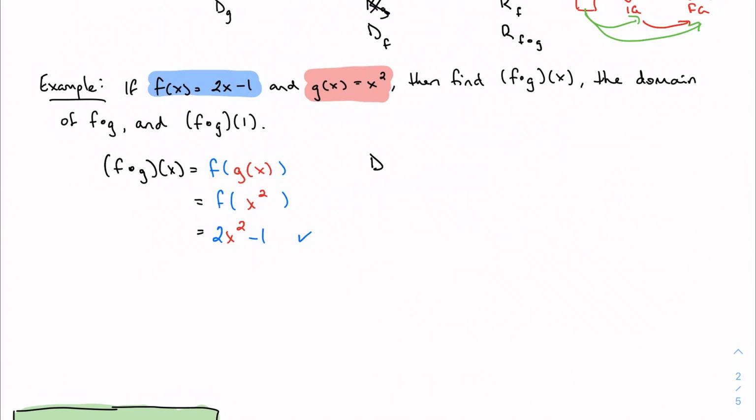Well, the domain of f of g, I like to just do this based on f of g directly. The domain of f of g is just all real numbers, right? I still have a polynomial function. So for a polynomial function, the domain is always all real numbers because nothing is stopping me from plugging in whatever x value I want. And the last thing would be f of g of 1. Now I have two ways I can do this.